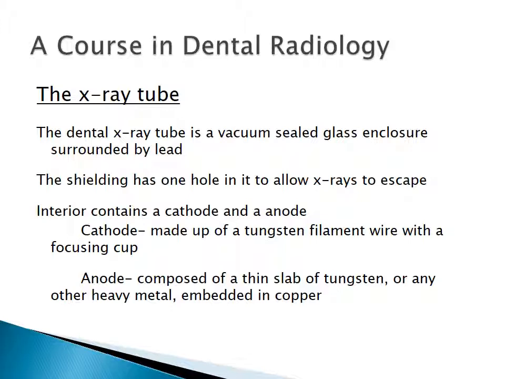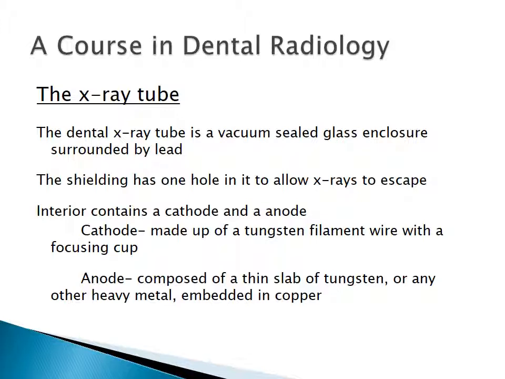So how do we generate X-rays? Well, an X-ray tube is simply just a vacuum-sealed glass enclosure that we surround with lead. So that lead shielding that's around that glass tube is going to have one hole in it, and that's where our actual X-rays are going to come out of that tube.